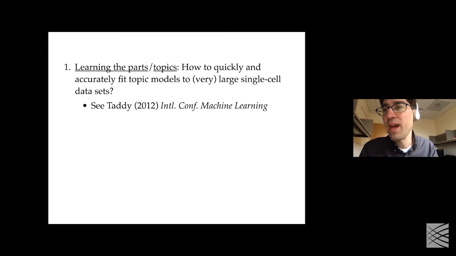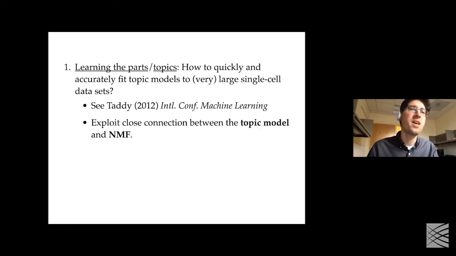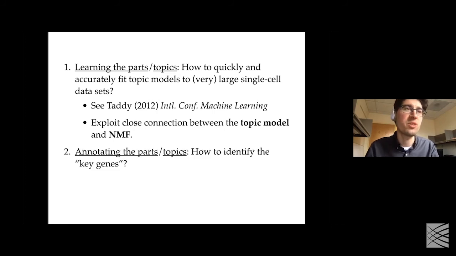But there was a paper that Matt Taddy presented at ICML, a little while ago now, and he hinted at the problems in fitting topic models, that they might be slow to converge. He proposed a solution, but it turns out his solution didn't really help us very much, but he did hint at the problem. What we'd like to do instead, rather than reinvent the wheel, is exploit the close connection between the topic model and another very important model in machine learning, non-negative matrix factorization. We're going to reuse the algorithms already developed for non-negative matrix factorization. And I'll formalize that connection as well.